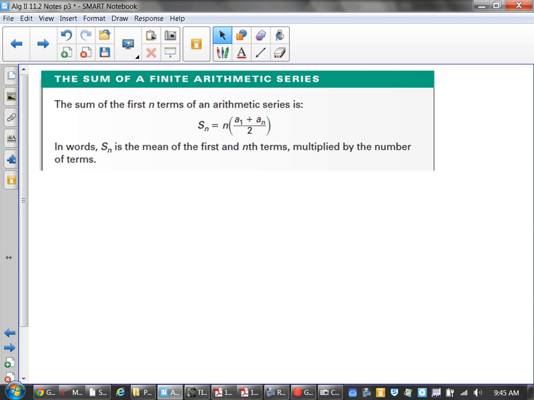Define, how do you write out the equation, and how do you find, excuse me, the sum of them?